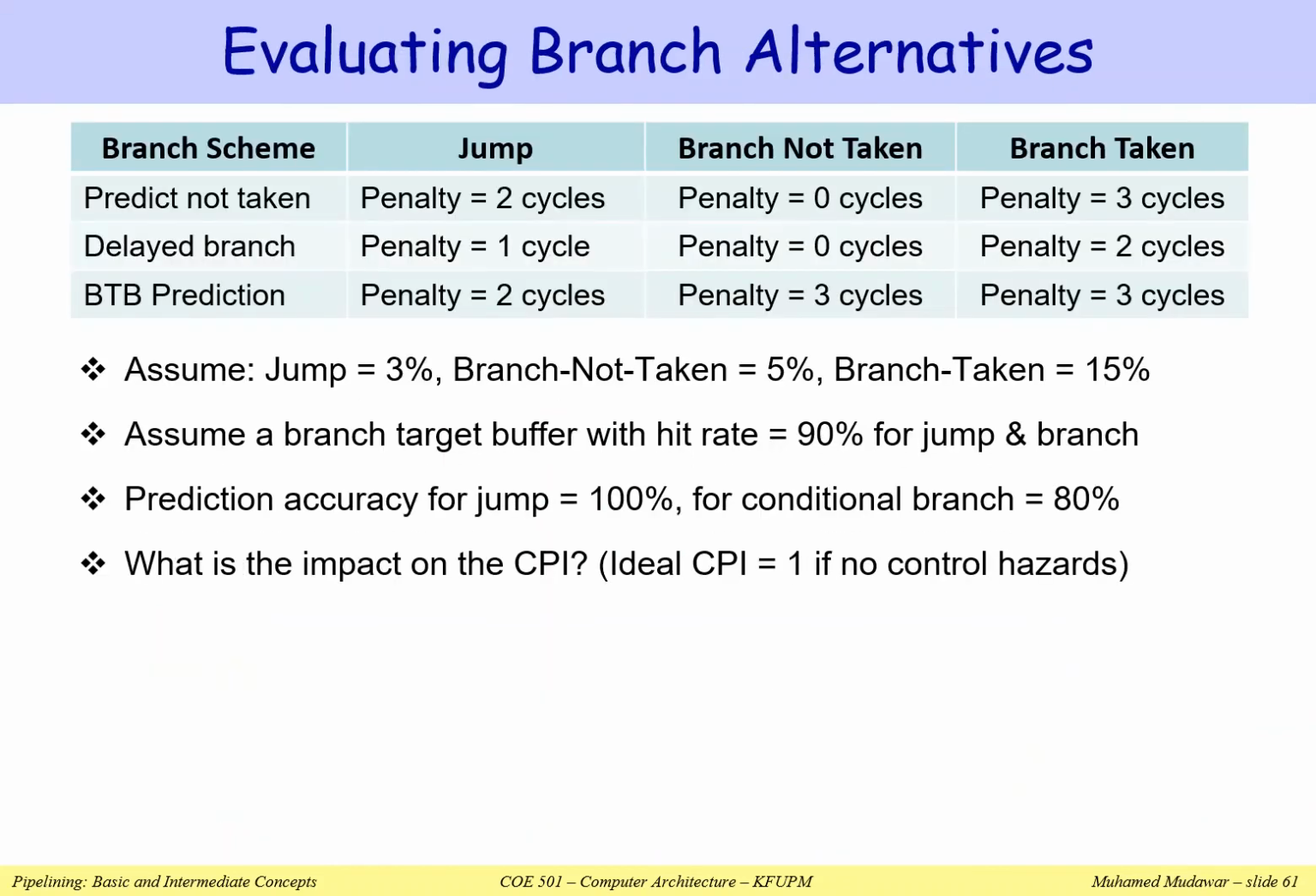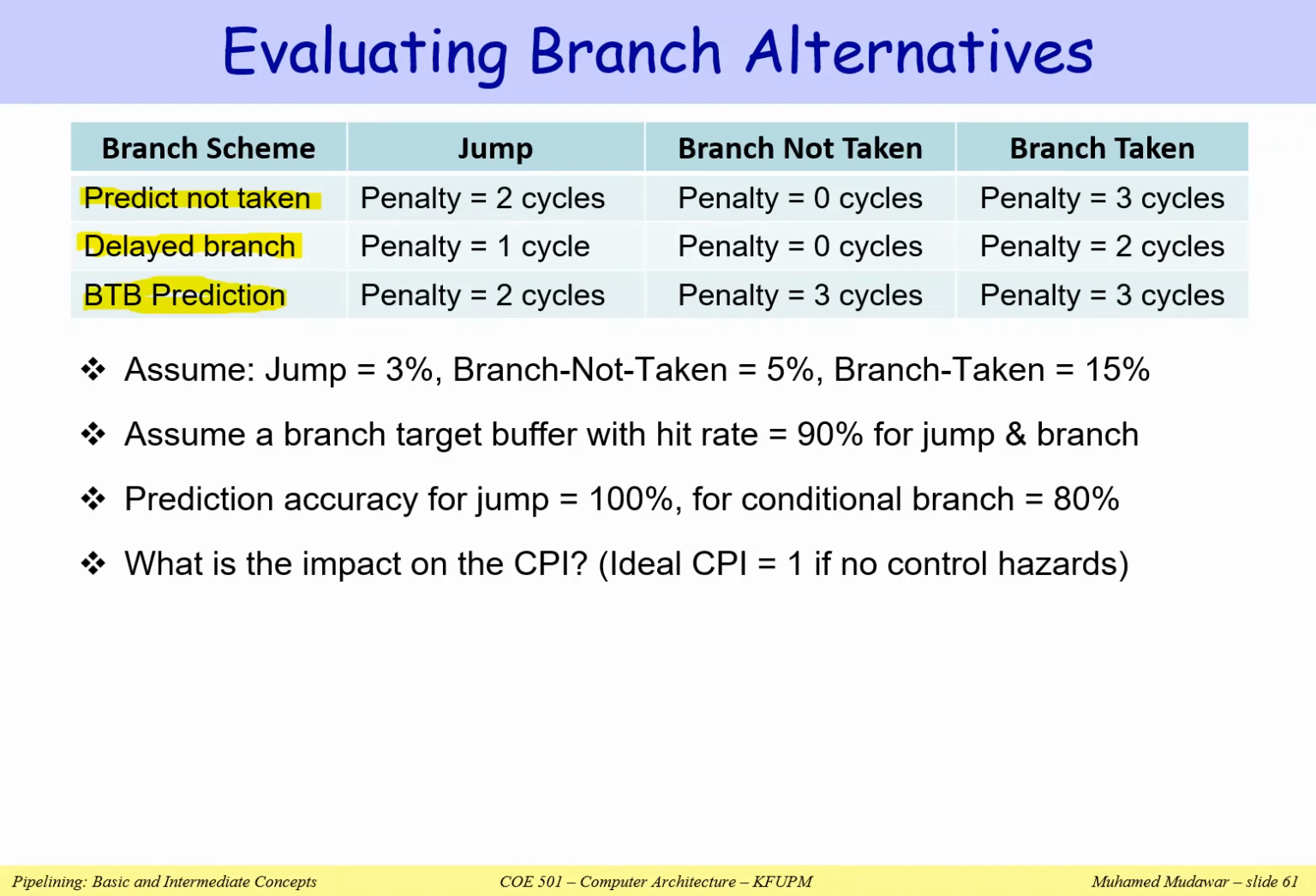Let us evaluate the 3 different branch schemes that we have seen so far. We have seen predict branch to be always not taken. We have seen delayed branching. And also we have seen the dynamic branch prediction using the branch target buffer. So these are the 3 schemes that we have seen so far.